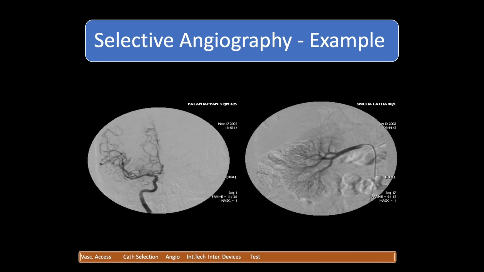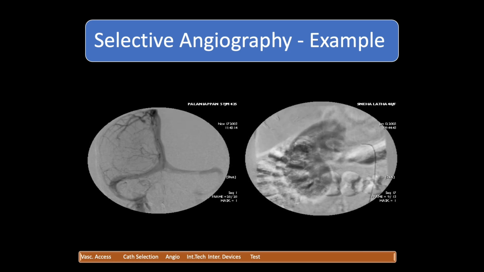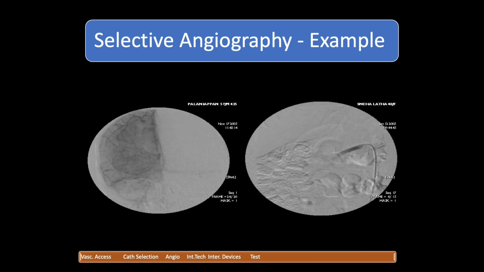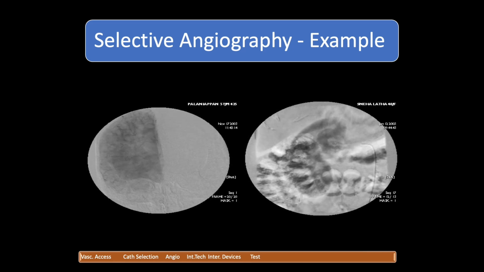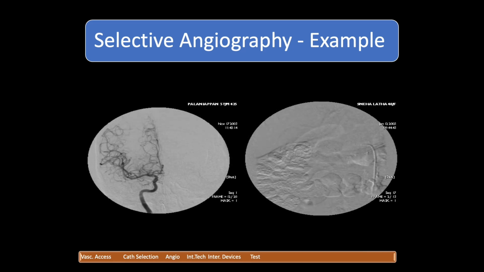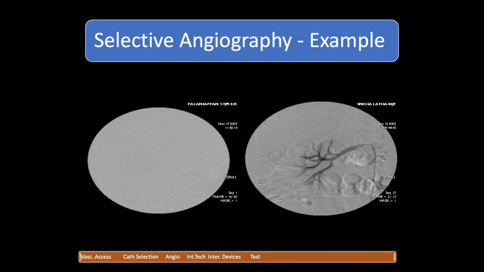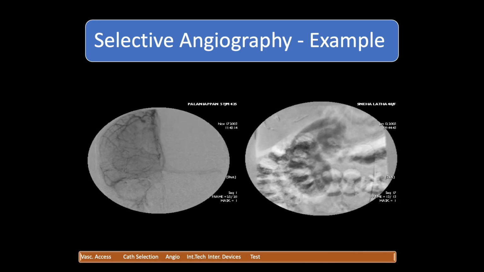What happened? Right carotid angiogram. So here we can see, when you look at this one, the arterial phase, capillary and venous phase. Clear? Everything is there. So you have to interpret what's there in the arterial phase.